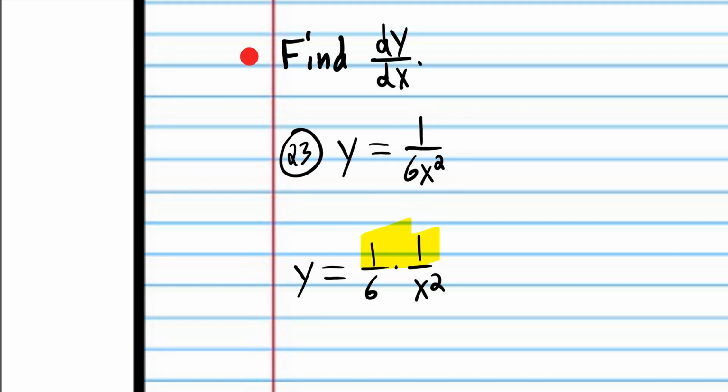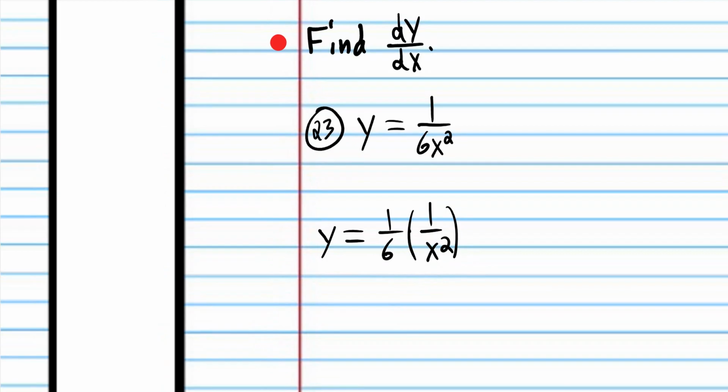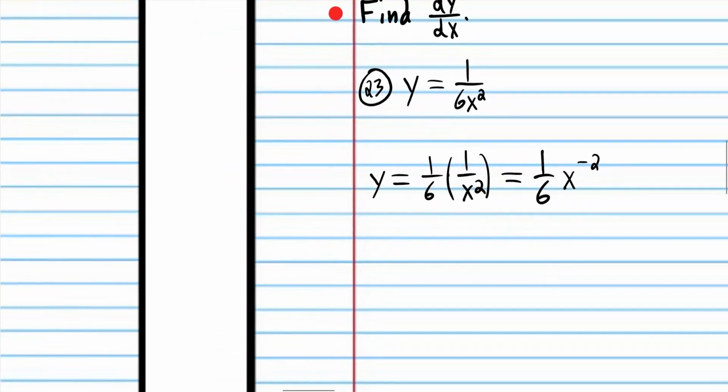Because you multiply the numerators, you get 1. Multiply the denominators, you get 6x squared. That's how we multiply fractions. So I factored out 1/6, and now I'm going to change 1 over x squared to x to the negative 2 power. And now we're ready to find the derivative.